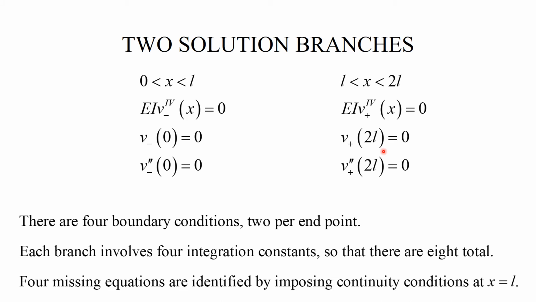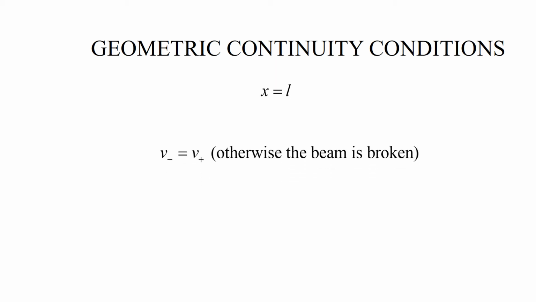This deficit is resolved by imposing continuity conditions at x equal to L, and they will involve relationships among v minus and its derivative and v plus and its derivative. So to derive those 4 relationships, and that's exactly what we need, let's look at first geometric continuity condition. So at x equal L, so everything is done in the midpoint. V minus must be equal to V plus. If it's not the case, it means the beam is broken.